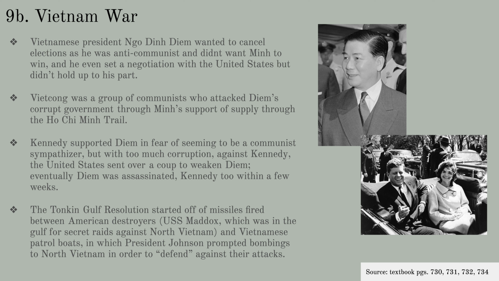The Tonkin Gulf Resolution started off of missiles fired between American destroyers, specifically the USS Maddox, which was in the Gulf for secret raids against North Vietnam, and Vietnamese patrol boats, in which President Johnson prompted bombings to North Vietnam in order to quote-unquote defend against their attacks.